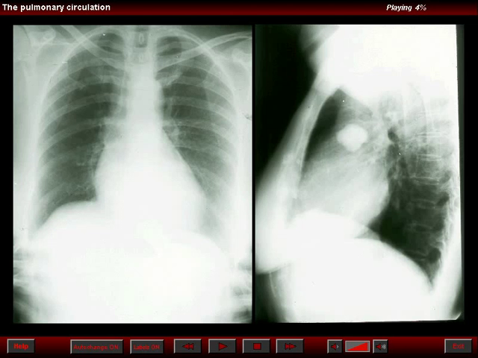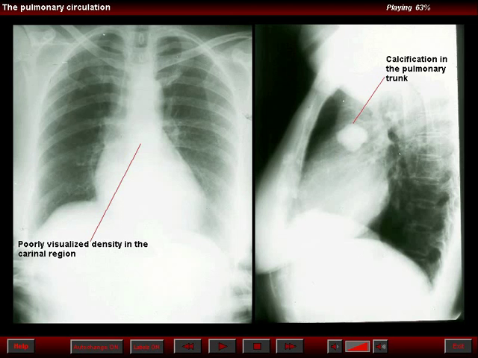This young man presented with progressive dyspnea and an apparently negative frontal chest roentgenogram. We can faintly see a density that projects at the level of the tracheal bifurcation. However, in the lateral projection, note that there is a heavy calcification in topography of the pulmonary trunk. This proved to be a sarcoma, an osteosarcoma, actually, of the pulmonary valve.